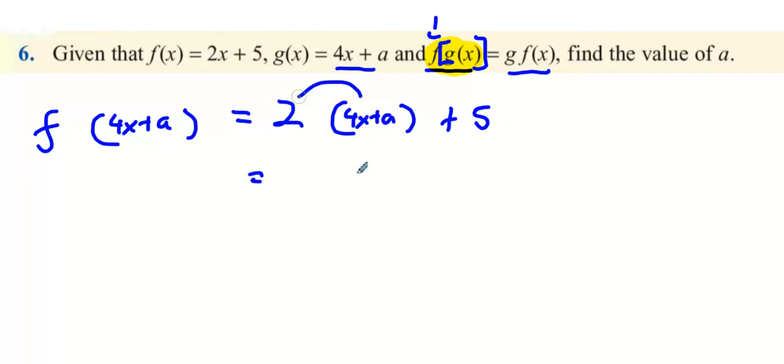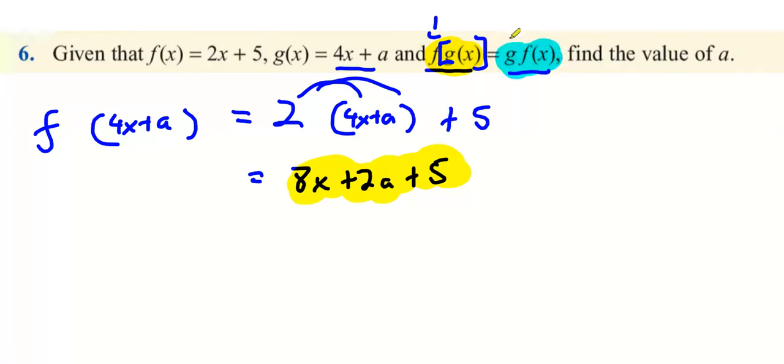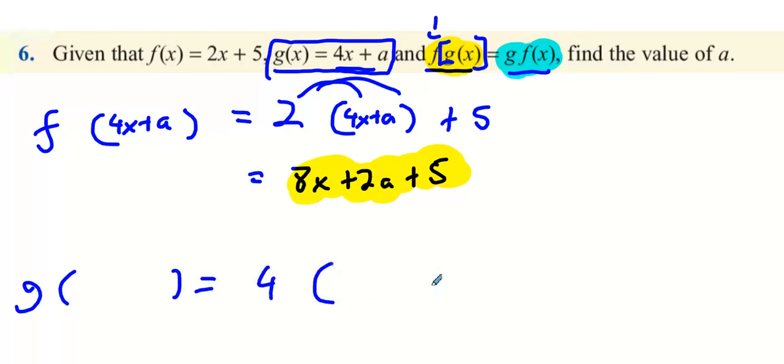We multiply it out and we get 8x plus 2a, then plus 5, and that is our answer for the yellow part. So the yellow part is this part here. Next thing we're going to have to do is get the blue part. The blue part is using the g function with f of x as an input. So the g function, which we're reading here in this blue box, is g blank equals 4 times blank plus a.